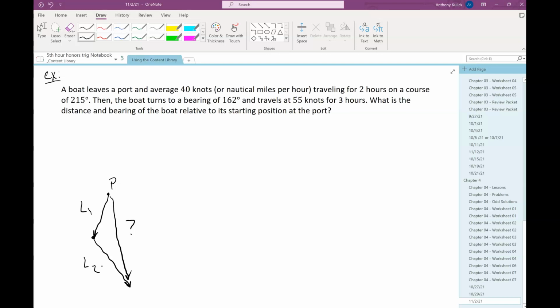So this is what we're going to do instead: I'm going to think about leg 1 as its own separate piece. So I have 215 degrees as my bearing. So 90, 180, and then 35 more. And I'm going to turn that into a standard position angle. So 90, 90, and then 55.